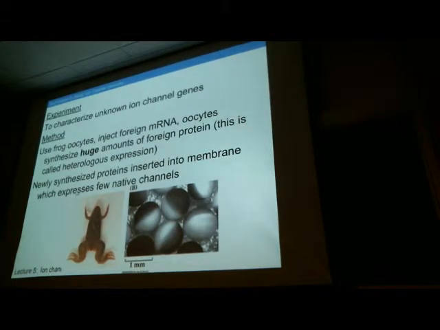I actually worked with this a little bit as a graduate student. It's kind of a really fun system. The frogs are really fun because when they have eggs, you just sort of pick them up and you just sort of squeeze the eggs out of them. All these eggs pop out. It's lots of fun.